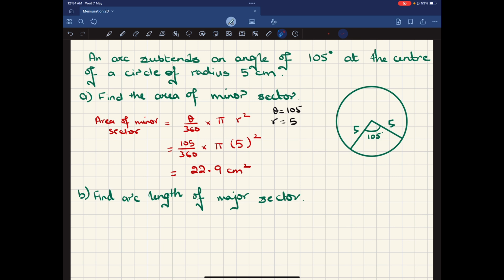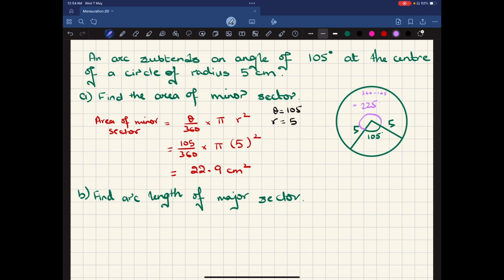Okay, now let's have a look at the second part. Find the arc length of the major sector. So it's going to be this arc length of the major sector, and to calculate this, we need this angle, the angle of the major sector. What is this angle going to be? Since the total is 360, we are going to subtract 105 from 360, and we will have this angle. So what is the angle going to be? It's going to be 225. So 360 minus 105 is going to give you 225.